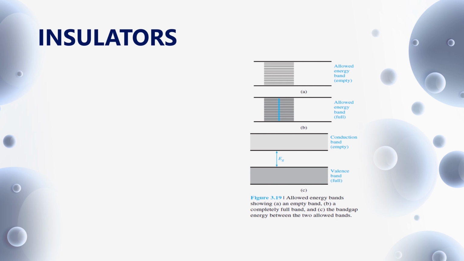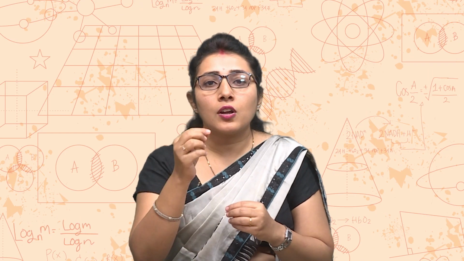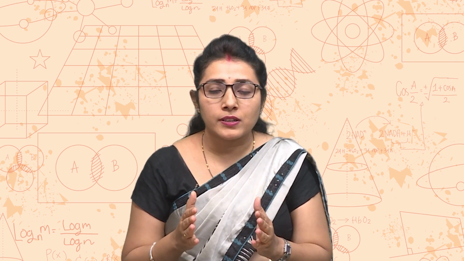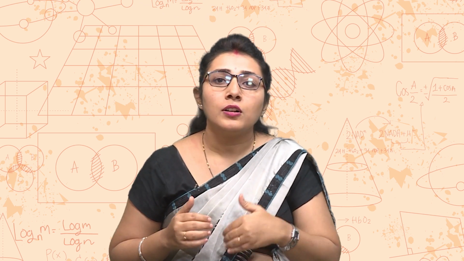Now, let us discuss the insulator. Here we can see that the energy gap between the conduction band and the valence band is too high. It is too large for any electron to move from the valence band to the conduction band. It requires a large amount of energy to move any electron from the valence band to the conduction band. So, the transition of electrons in these cases is very rare. These act as insulators. They do not allow the current to flow through them.